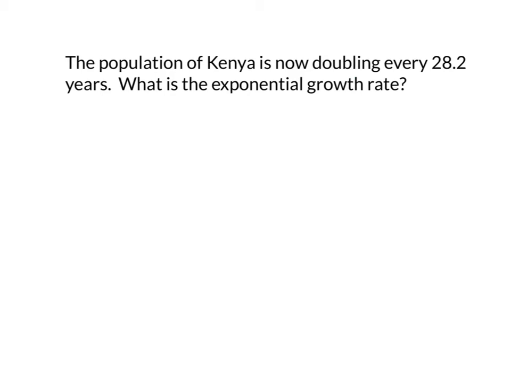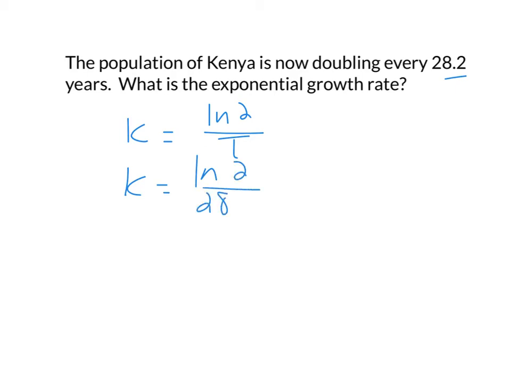All right, the population of Kenya is now doubling every 28.2 years. What is the exponential growth rate? Okay, so this is a doubling thing. Population is doubling, and it wants to know what the growth rate is. So I'm going to say K equals natural log 2 over T, which is time. And it gave me the time in the problem. So the time is 28.2, and that's years, by the way.